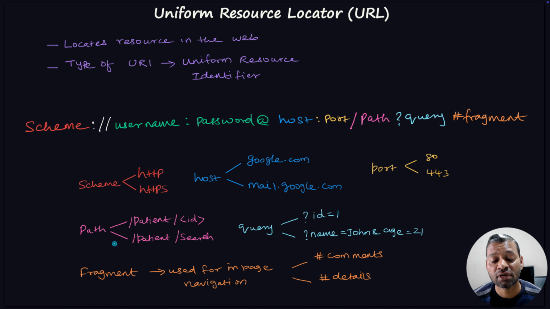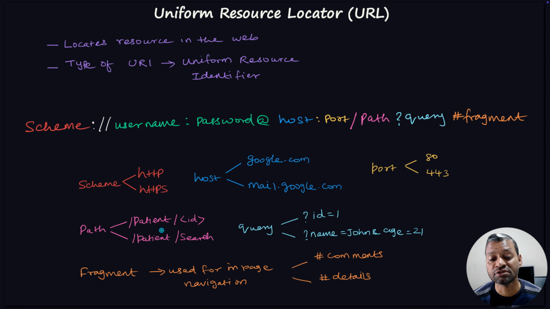Next, we have path. Path is used to identify a resource within a web server. So if I go back here, we have host. Host is used to identify a web server, and port is used to specify the port on which that web server is listening. Then path is used to identify a resource within that particular web server. For example, if that web server is all about patient information, then we might have one path to retrieve patient information by ID, and we might have another path which allows us to search for the patient.